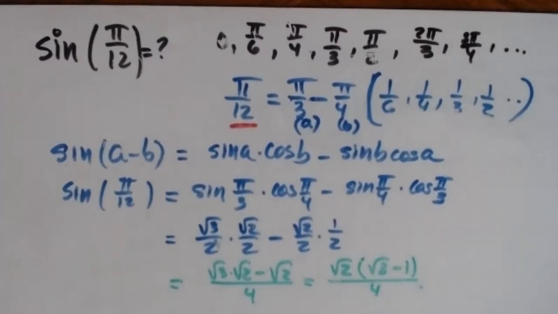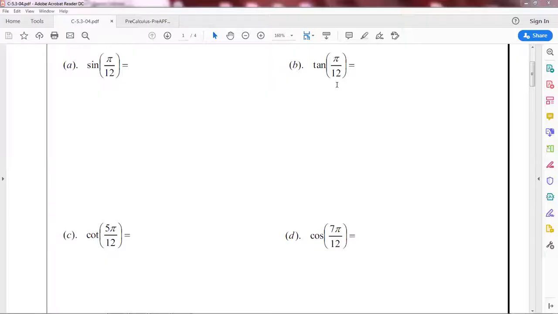Okay, let's do another example. Right here. Tangent, let me just do 5 pi over 12. Cotangent, let me see, cosine. Let me just do this one. Cosine 7 pi over 12. Okay, so I want cosine of 7 pi over 12, right? Let me just do this one, yeah.